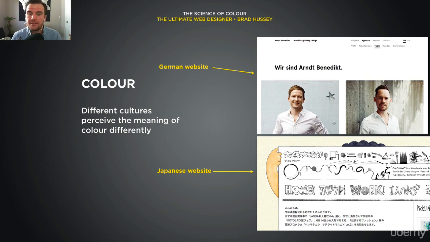Different cultures perceive the meaning of color differently. So right here on the top, we have a German website. It's very clean, and I'm not saying all German websites are very clean and muted in color. There are obviously varying degrees of color in any website, but here are some great examples of a German website and a Japanese website, and you can see the styles are quite different.